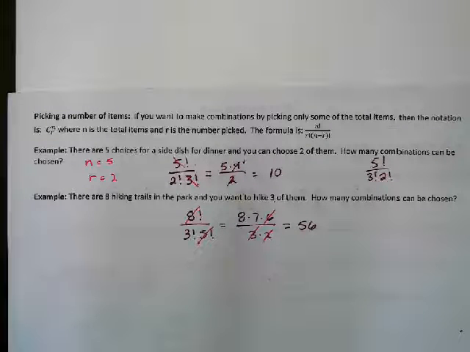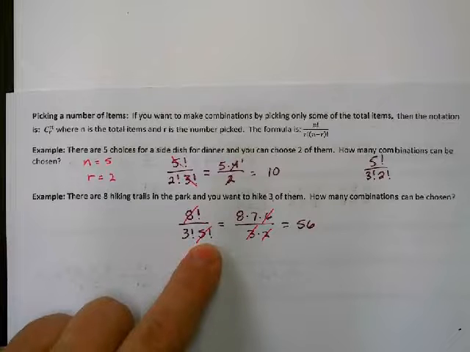Now you're also going to get 56 ways to choose if you take 5 hiking trails instead, because you're still going to have 3 factorial, 5 factorial in the denominator.